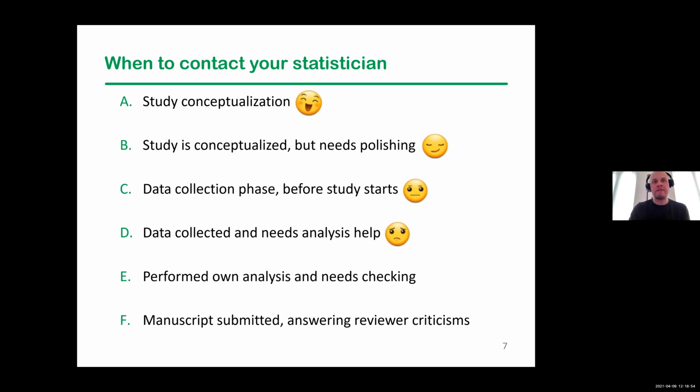But if you come to us after your data is collected, at that point you've already done the experiment or you've already collected everything and built in your inclusion criteria, your sample. All of these decisions have already been made without any statistician's input, and you just need analysis help. Well, it handcuffs us with respect to what kind of analysis we can actually do based upon the data you collected. So we don't have as much freedom at stage D as we would in stage A, B, and C. The next level is you performed your own analysis and you need us to check it.